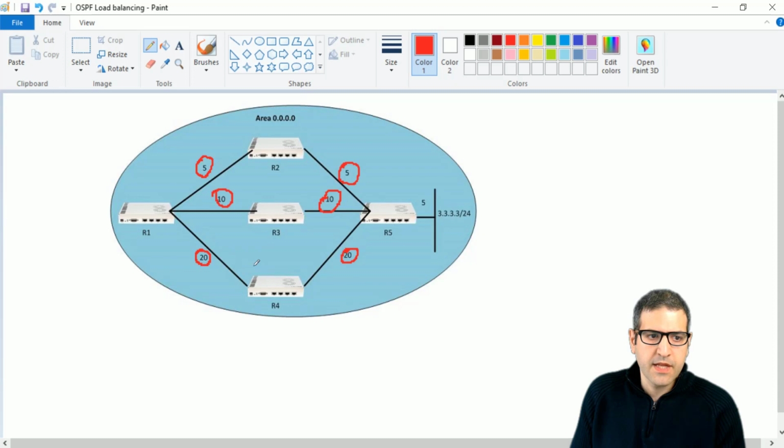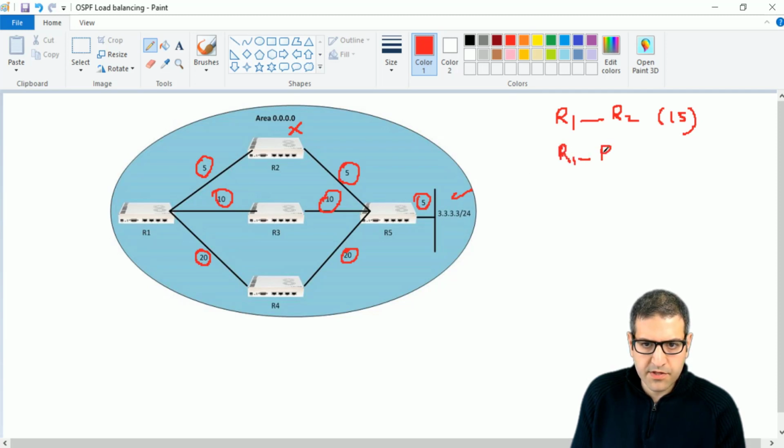For example, from router 1 to go to this network, let's say via router 2, it needs 5 plus 5, that's 10, plus 5, so it needs 15 to reach this network. So router 1 going via router 2 needs a total cost of 15. While if he wants to go via router 3, then he needs 10 plus 5, that's 25. So from router 1 to reach the network via router 3, he needs 25 as total cost. And via router 4, he needs 20 plus 20, that's 40, plus 5, that's 45.